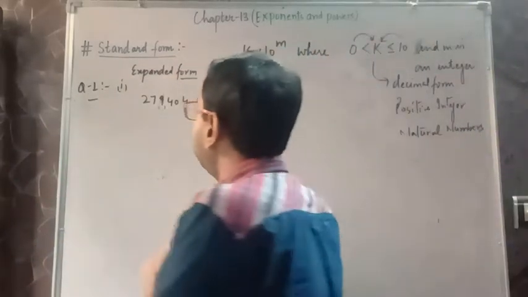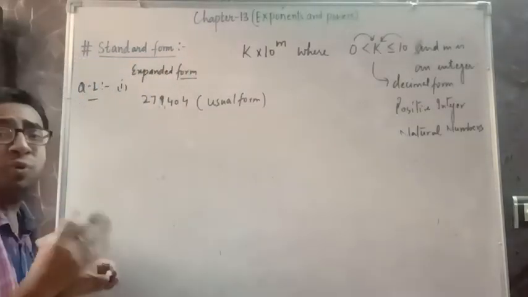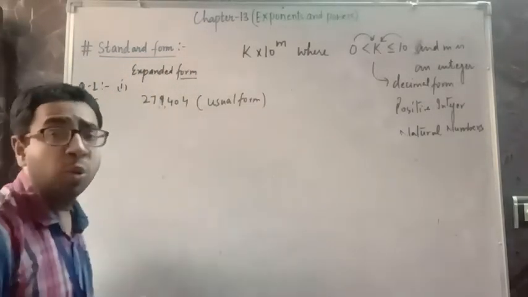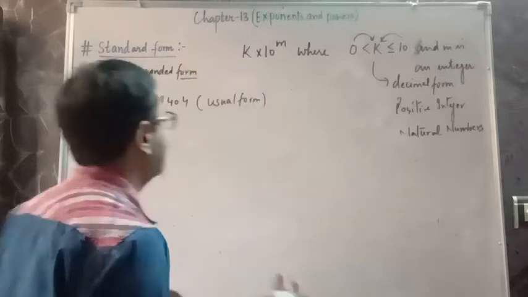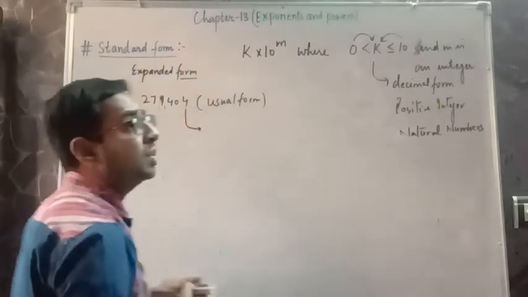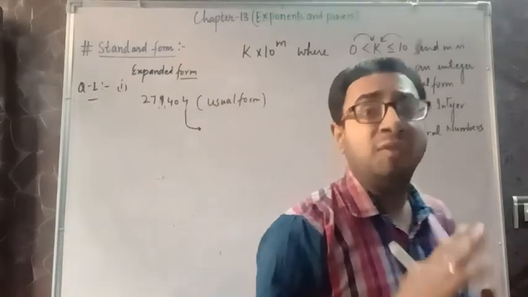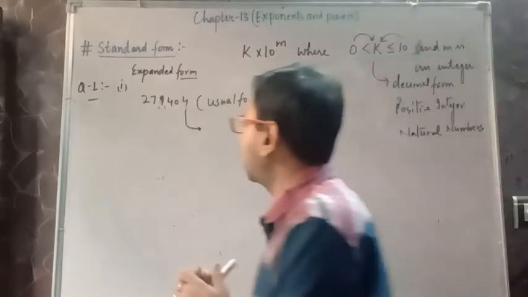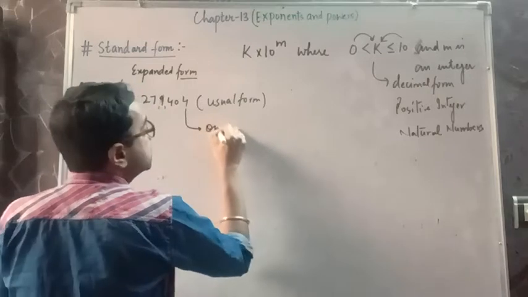But if I write the expansion form, what do you mean by expansion form? You would have done this in the very lower classes, in class 1 and 2 also. What we do is multiply the number with its place value, right? Let's do it. 4 is having the 1's place.